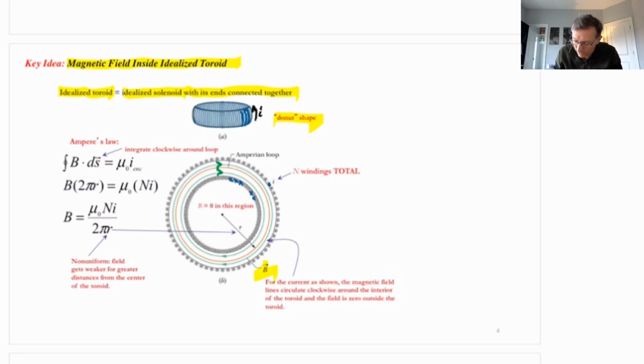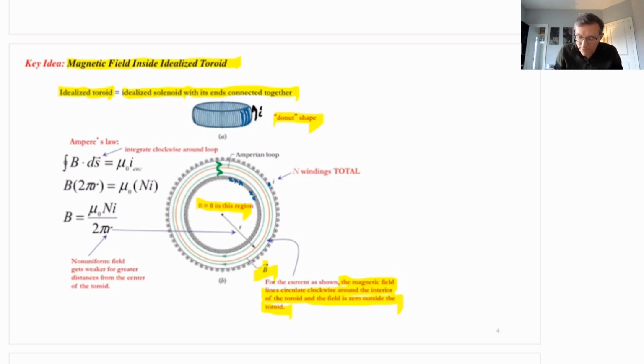The magnetic field circulates clockwise around the interior of the toroid, and the field is zero when you're not in the interior of the toroid. So that would be in this region, which, if I think of this as a donut, would be the hole of the donut, and of course the outer area. If I think of this as a donut, the magnetic field is only in the place where the dough is. And in this case, it circulates clockwise.